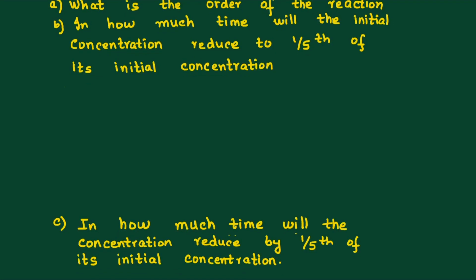Look at the two questions. The B part says, in how much time will the initial concentration reduce to? And the second part says reduce by. This is the trick in the question. Try it now. Go ahead.